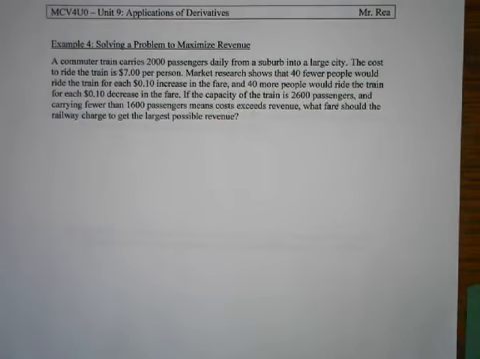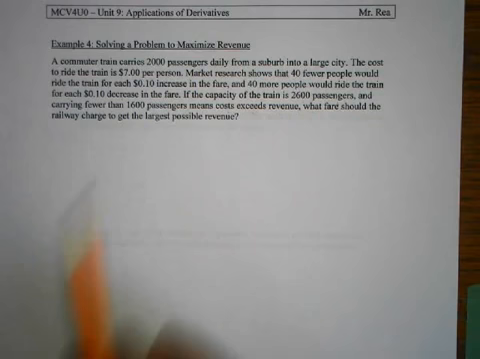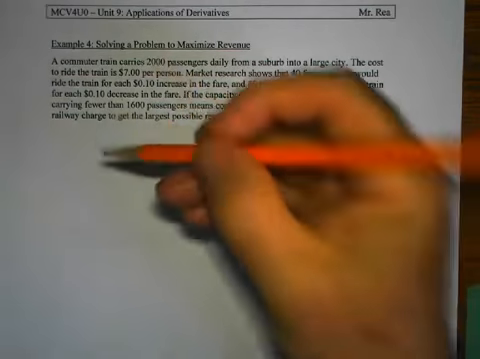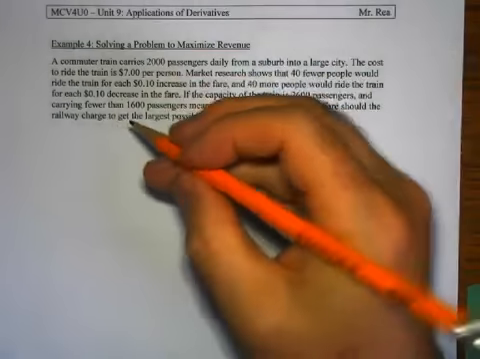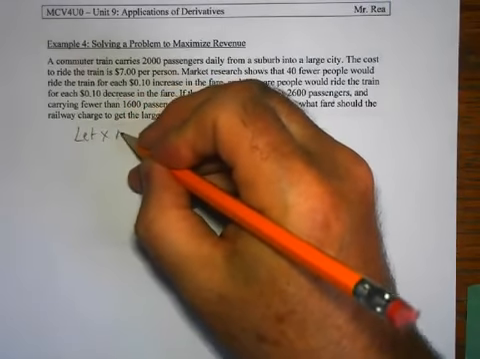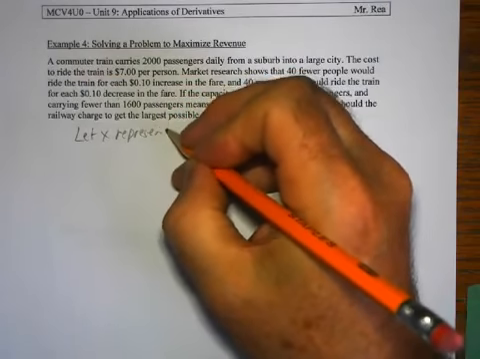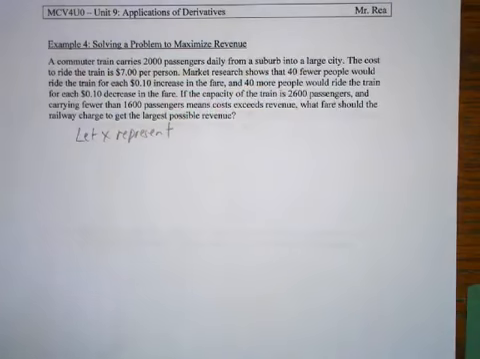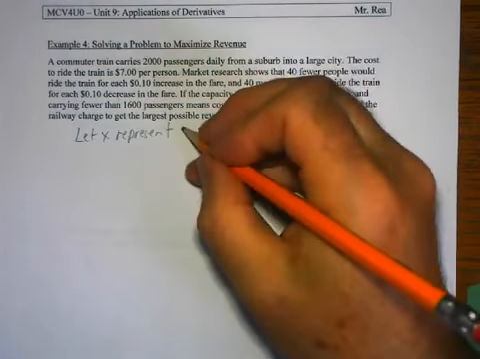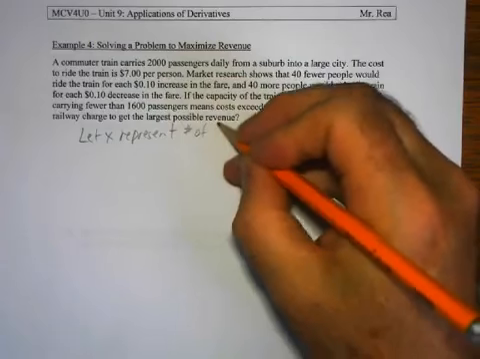So these are restrictions that we're going to include. So just like we did in grade 10, let X represent the number of increases. Now you could go either way with this, whether it's an increase or decrease. Your equation will change with the signs. So this will be 10-cent increases.